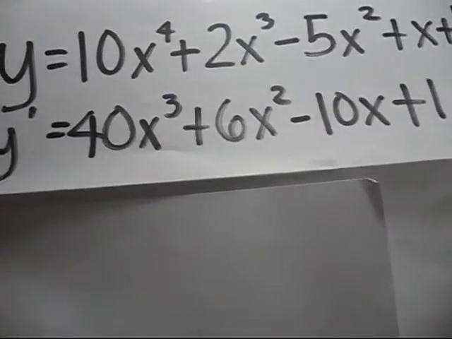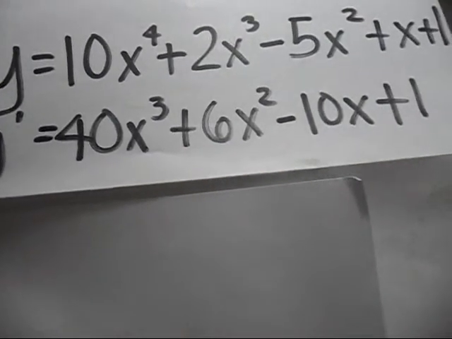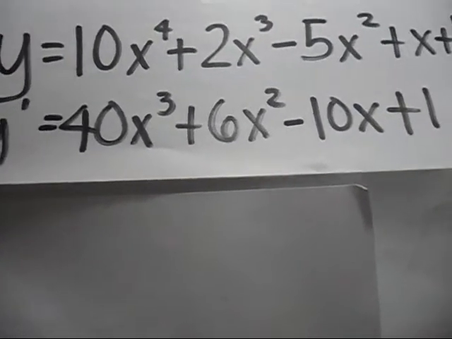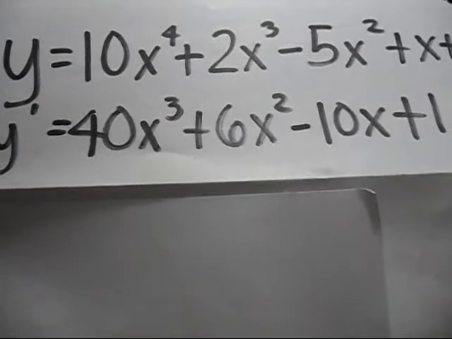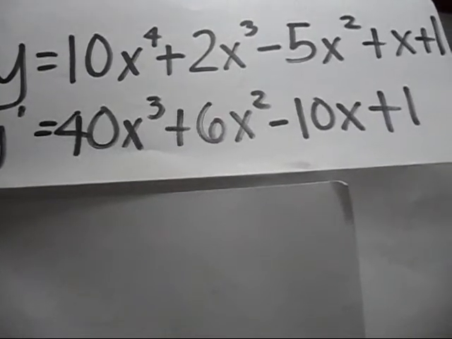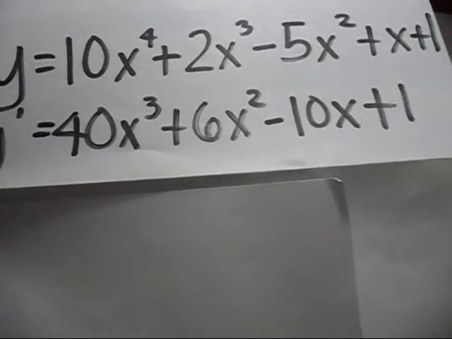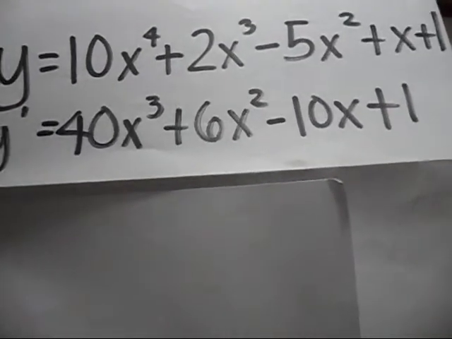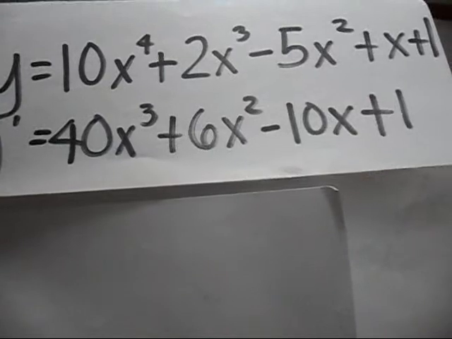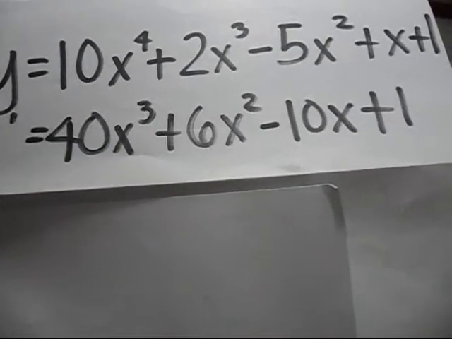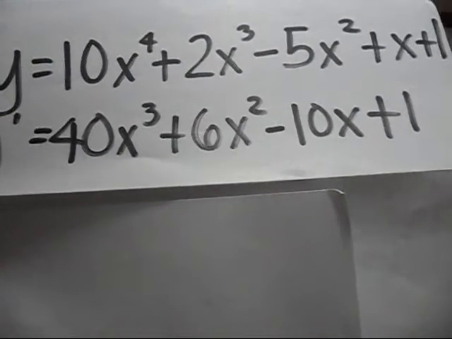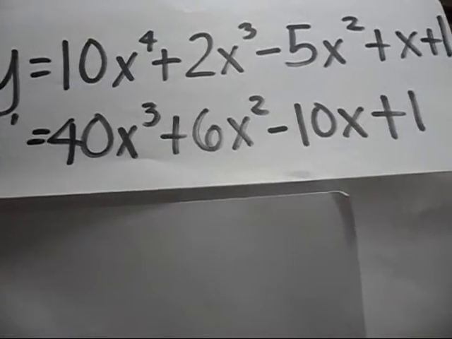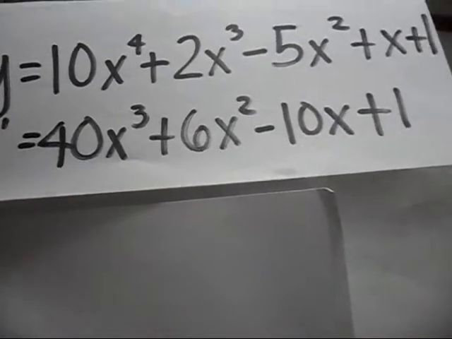2x cubed became 6x squared because I multiplied the exponent 3 to 2, that became 6, and then exponent 3 became 2 because I subtracted 1 based on the formula. Then negative 5x squared became negative 10x because I multiplied the exponent 2 to 5, then that makes 10, and then I subtracted 1 from 2 based on the formula, then there's 1 there.